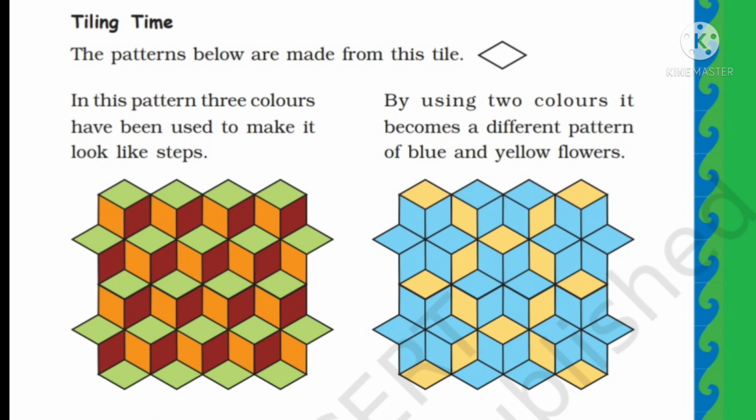Tiling time. The patterns below are made up of this tile. See, it's made up of the same type of tile, but it is painted in 2 different ways. In the first one, 3 colors have been used to make it look like steps. Same tiles are used, but 3 different colors make it look like steps. In the second one, by using 2 colors, it becomes a different pattern of blue and yellow flowers. So by using 2 colors, we make a flower pattern, and using 3 colors, we can make the steps pattern.